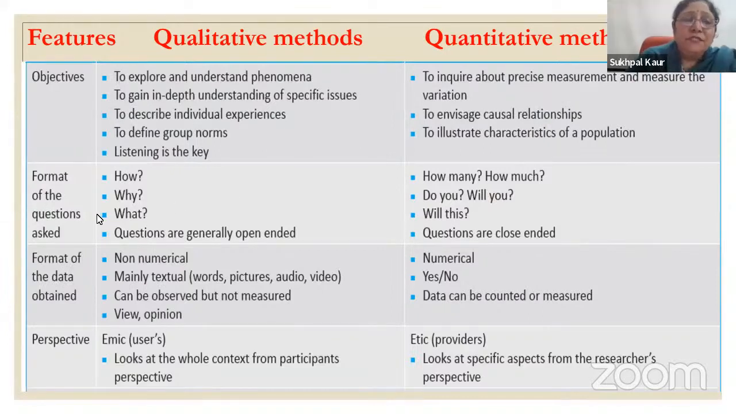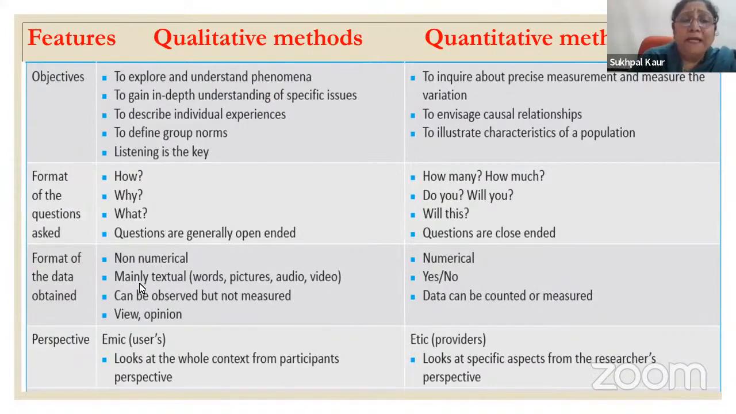The format of questions asked in the qualitative research method is that we always start with how, why, what, and the questions are always open-ended because we want to explore certain phenomena. So these are not closed-ended questions. However, in quantitative methods, we always go for quantitative data in the form of how many, how much, do you, will this, and the questions are always closed-ended questions.